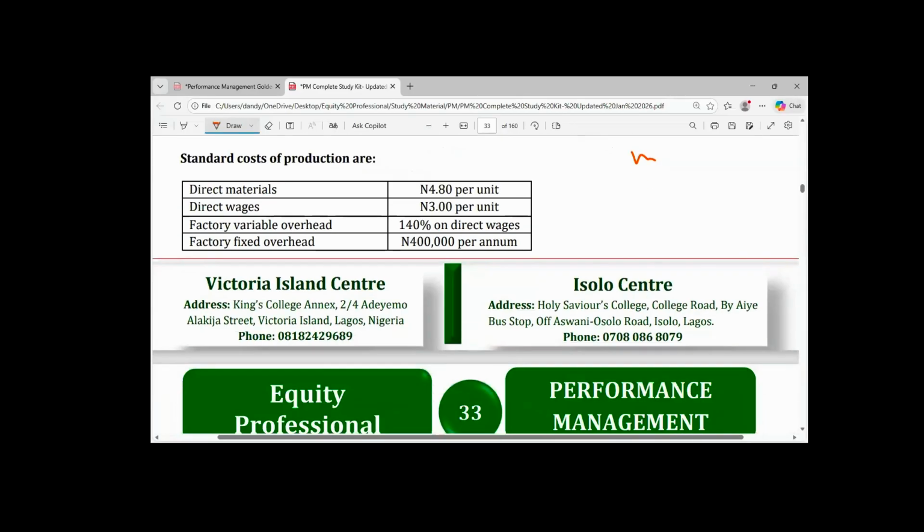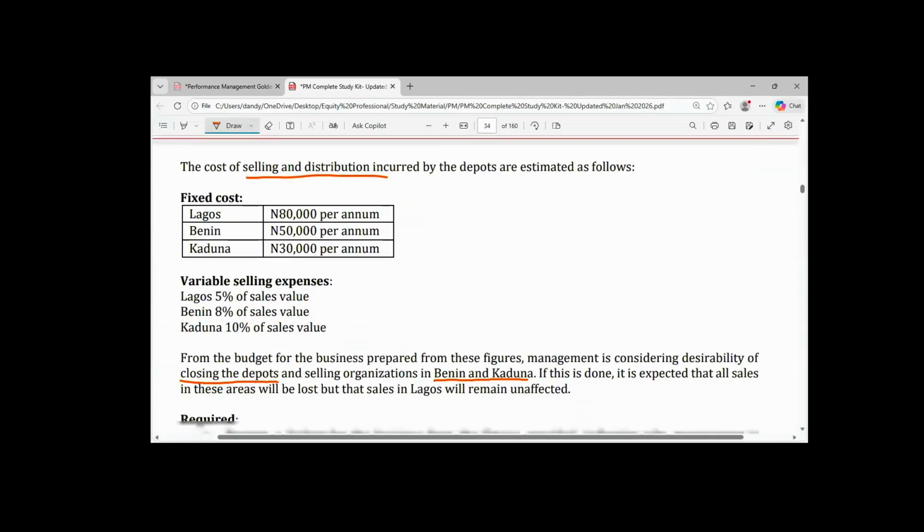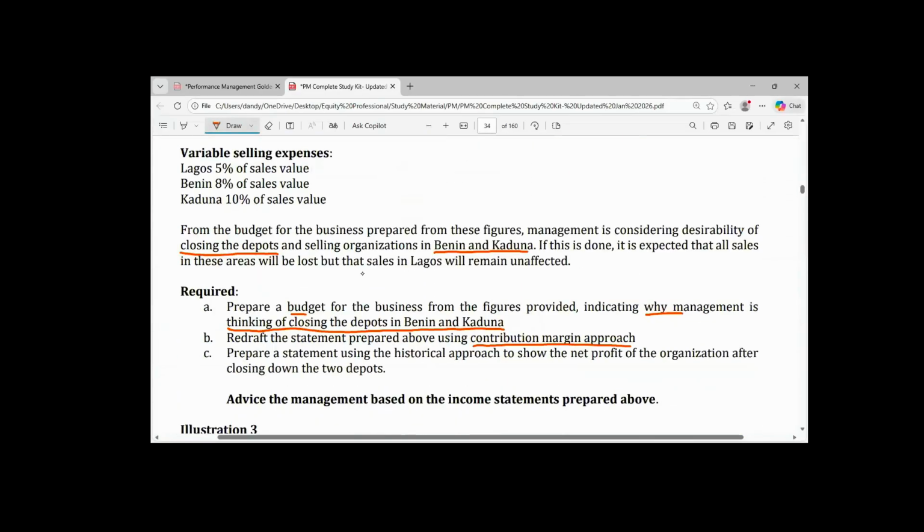All right. So you are not asked to make advice. The examiner did not ask you to make advice in the A part of the question. You are required to prepare a budget indicating why management is thinking of closing Benin and Kaduna. That is, prepare income statements. Your income statement will show profit or loss for each depot. That's what we need to do. Therefore, let me stop sharing this and move to the working notes.